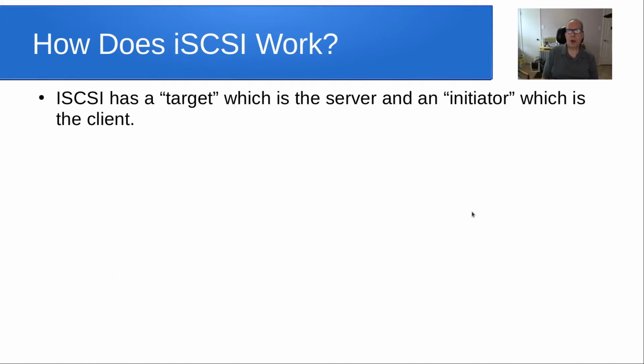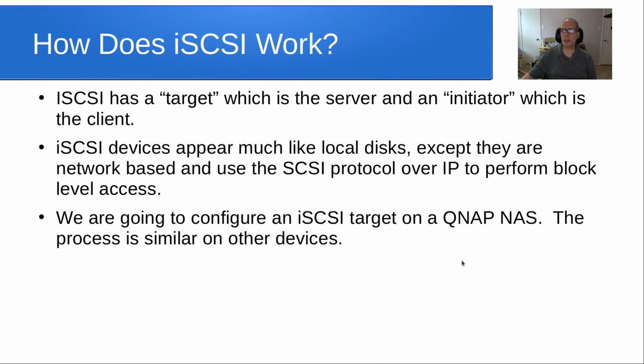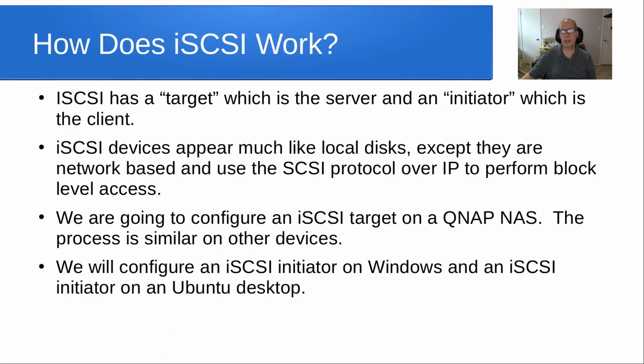Well, iSCSI has a target, which is on a server, and an initiator, which is the client. iSCSI devices appear much like local disks, except that they're network-based and use the SCSI protocol over IP to perform block-level access. We're going to configure an iSCSI target on a QNAP NAS. The process is similar on other devices. For example, I know that you can do iSCSI targets also on Proxmox. So we will configure an iSCSI initiator on Windows and an iSCSI initiator on an Ubuntu desktop and connect to our targets on the QNAP NAS.